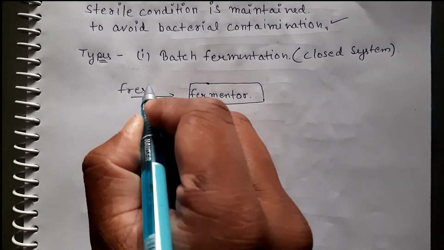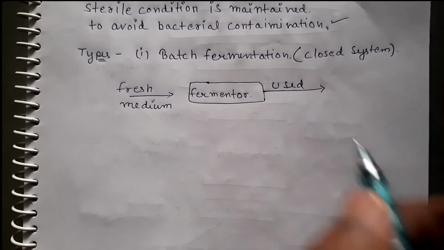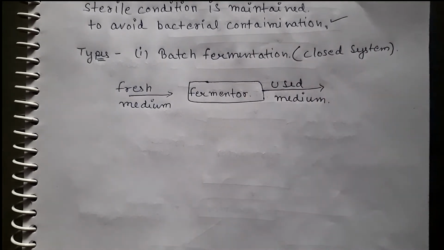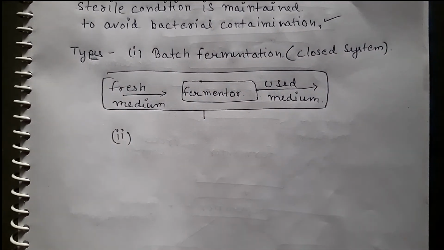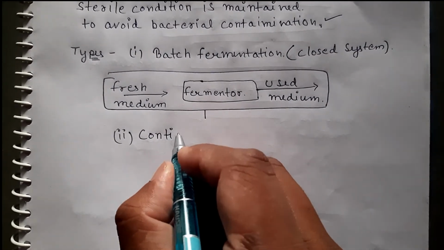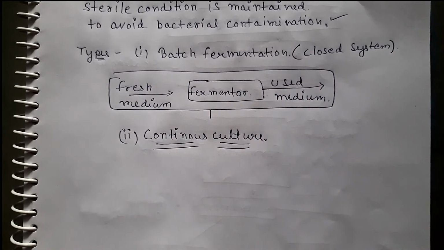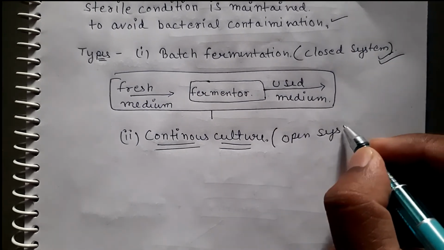The second type is continuous culture, that means an open system. In this fermentation, fresh medium is added to the fermenter and from the other side used medium is drained out. In this continuous culturing, the cells are in their physiological log phase or exponential phase, which can produce a large amount of the desired product that is useful for us.